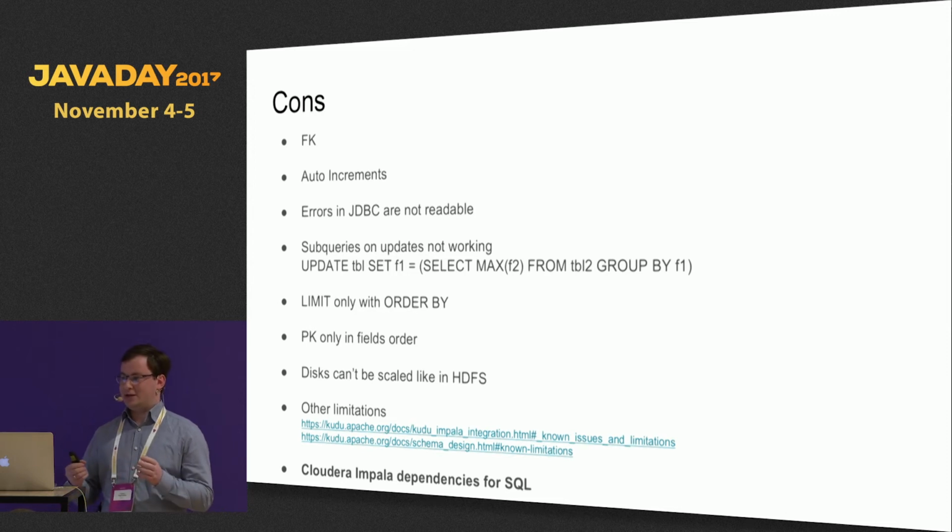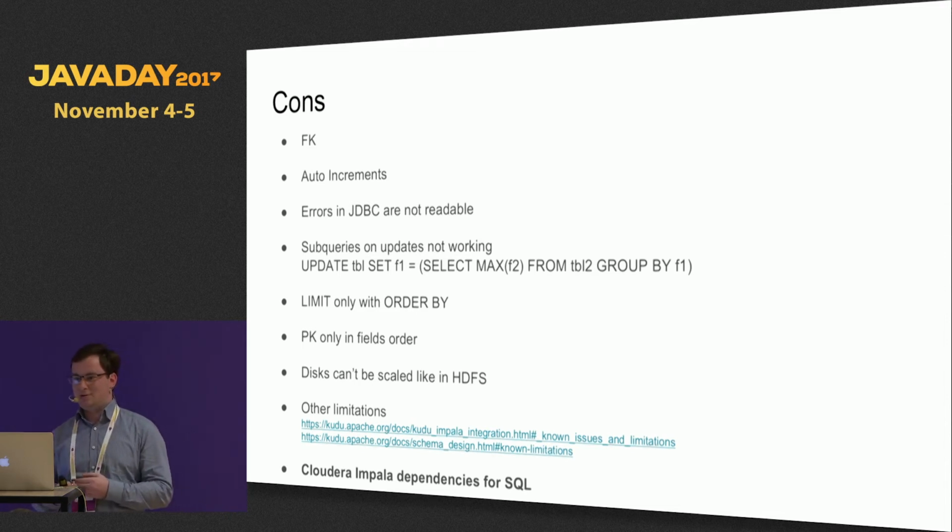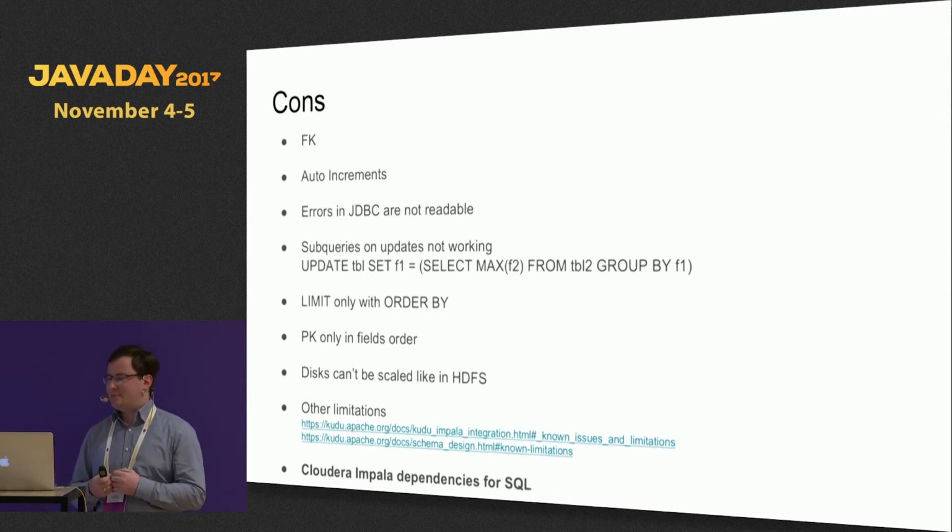Next one is limit in order by. All of us know that we write an order by statement and then limit 1, 2, 3 to create at least paginators. But with Kudu it will not work. You need to write it somewhere by your hands inside your code. Not good.